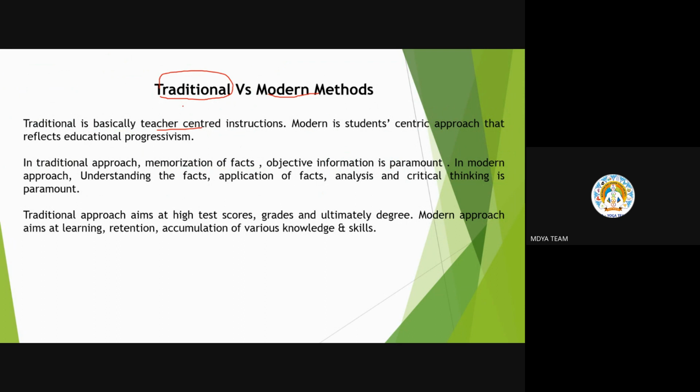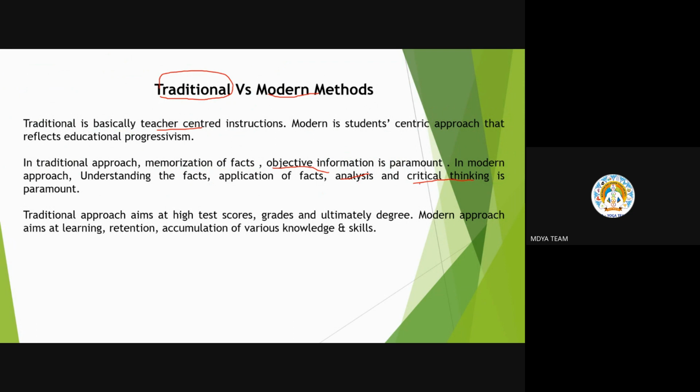In the traditional approach, memorization of fact and objective information is paramount. The main thing in the traditional approach is the memorization of fact, recalling of the information, reproducing it when it is asked. Just rote learning is there. Objective information, not subjective. No concept building is there in the traditional approach. In the modern approach, understanding the fact, application of fact, analysis, and critical thinking is paramount. There is a difference which is the same as the student centered and the teacher centered.